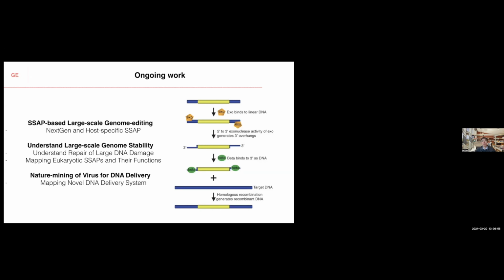And in the meantime, we are also very interested in understanding the mechanism of large DNA repair. We have some preliminary data, which I don't have time to show today, showing that the mismatch repair pathway, which is important, for example, for prime editing, is implicated in these SSAP functions. And hopefully, with novel delivery systems from our collaborating teams, we can now really take this system in vivo.